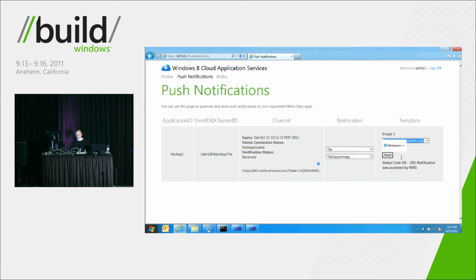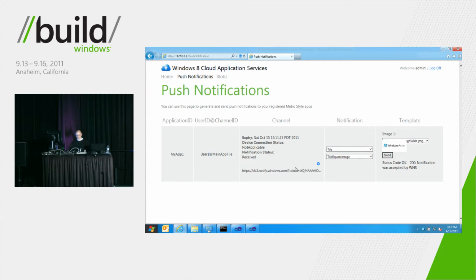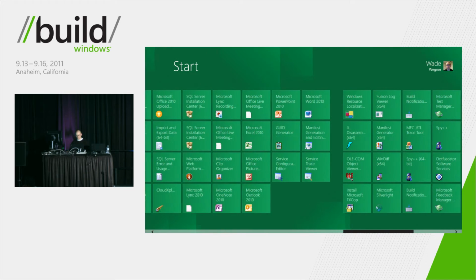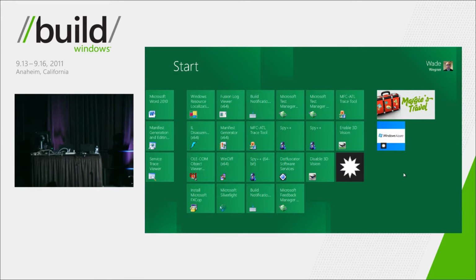Let's send down the wide one. Okay, and then flip back to here. And we see that it flipped over to the wide one. So basically we were able to update. There's actually a lot of different variants. I mean, take a look. There's a whole lot of different ways.